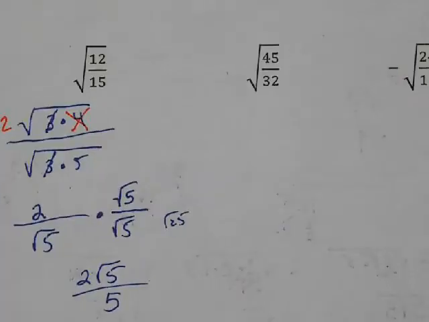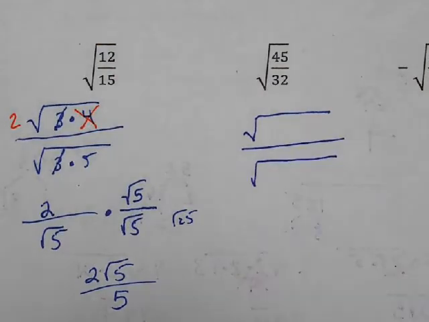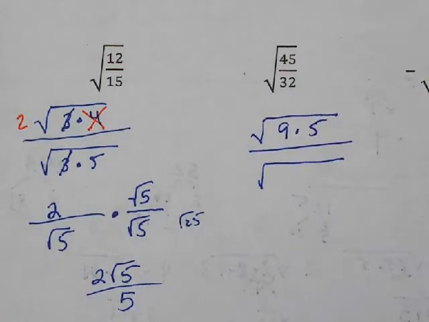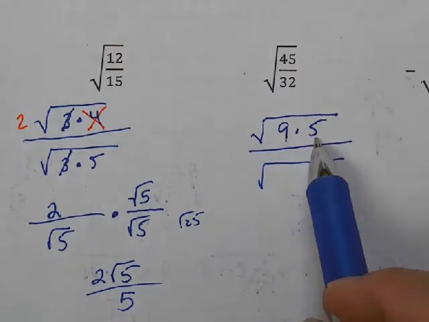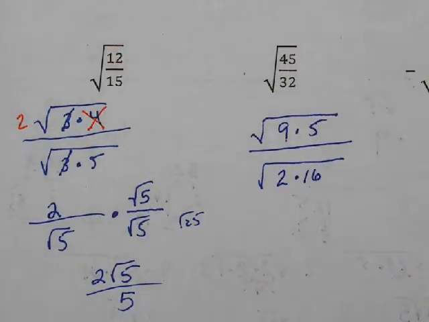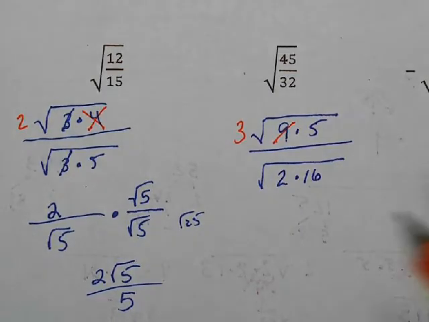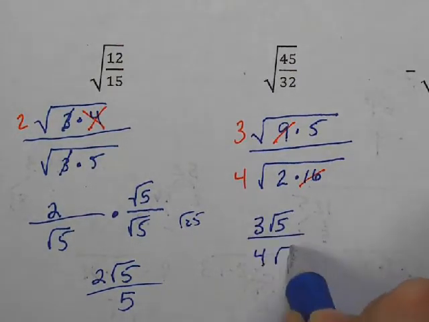Okay, let's look at the next one. I'm going to break apart 45 on the top and 32 on the bottom. 45 is 9 times 5, and I'm actually going to leave both of those numbers because 9 is a perfect square and 5 is a prime number. 32 I'm going to break apart. That is 2 and 16. And 16 is a perfect square, so I'm going to keep it. So here's what I've got. Square root of 9 brings a 3 to the front. Square root of 16 brings a 4 to the front. So I've got 3 square root 5 over 4 square root 2.